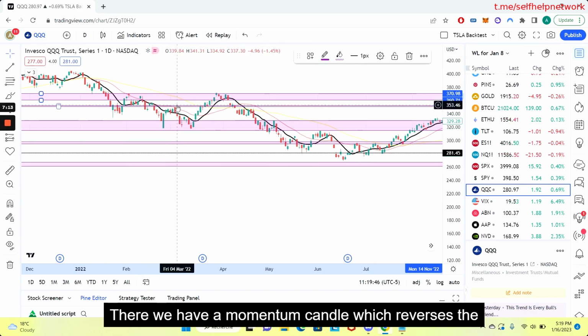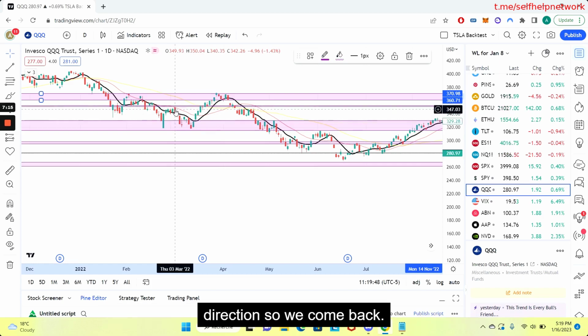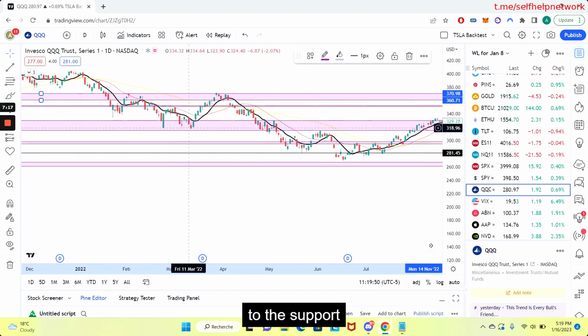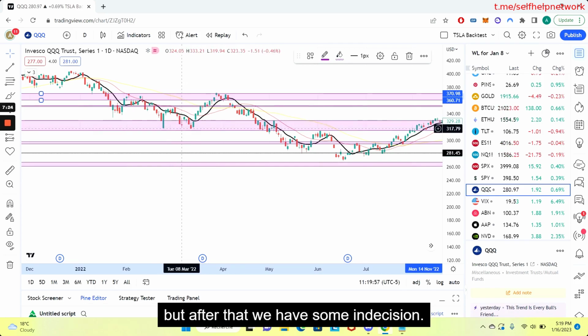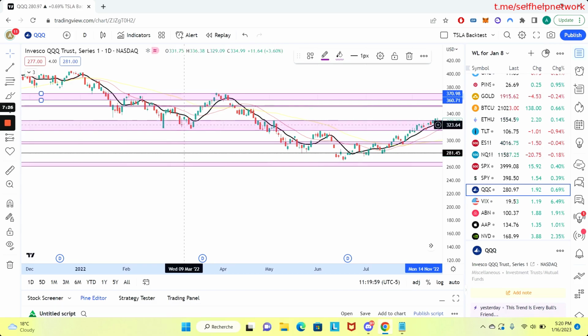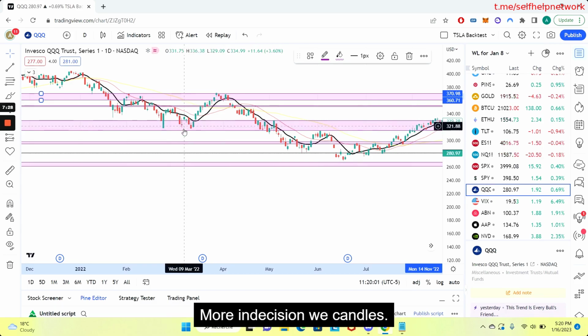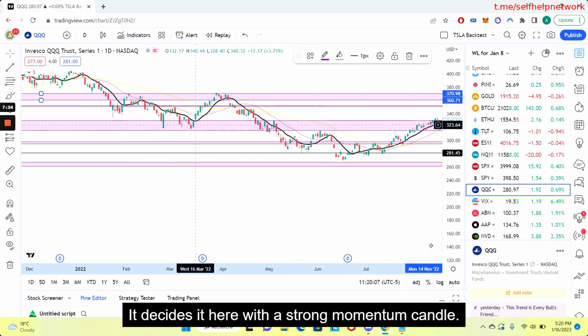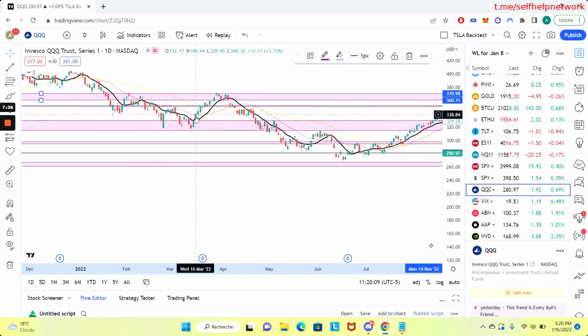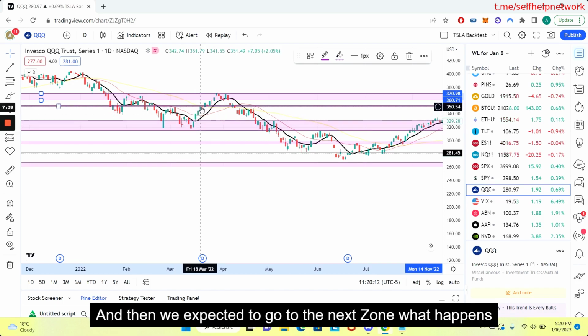There we have a momentum candle which reverses the direction. So we come back to the support. Back into the support, we come back with strong momentum candles. But after that we have some indecision, more indecision, weak candles. And when does price finally decide to leave this zone? It decides it here with a strong momentum candle. And then we expect it to go to the next zone.